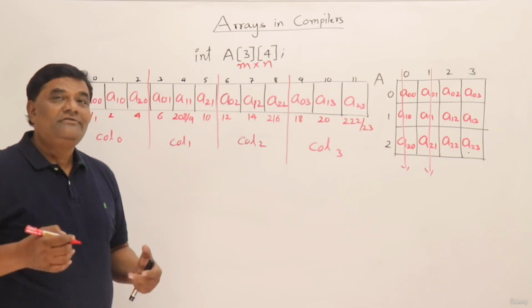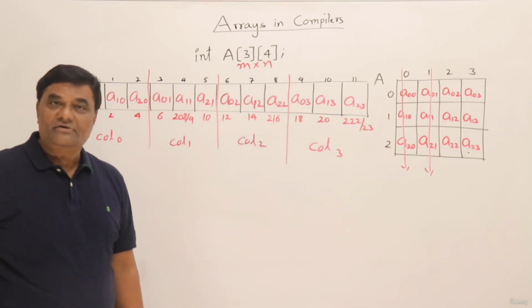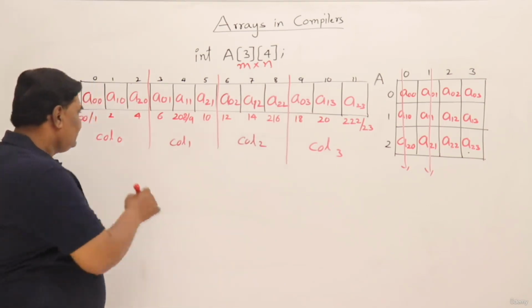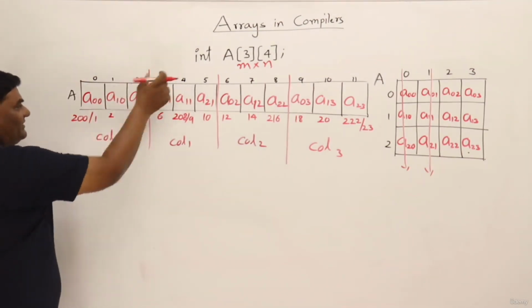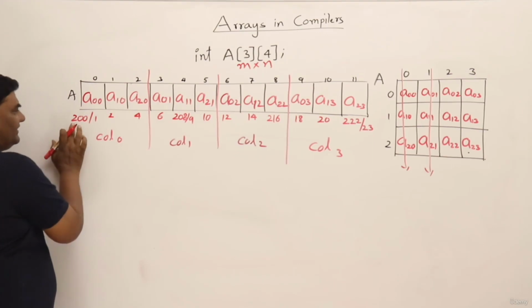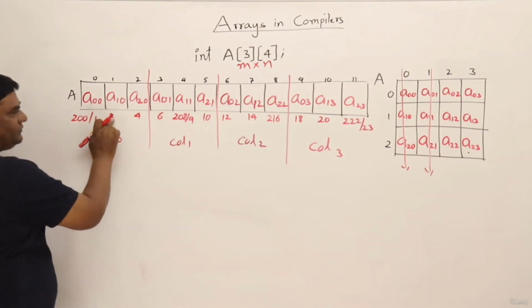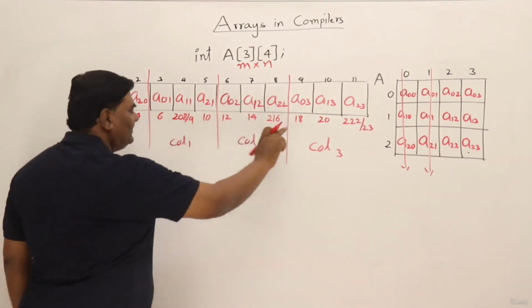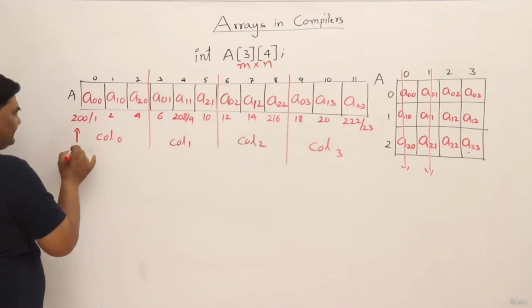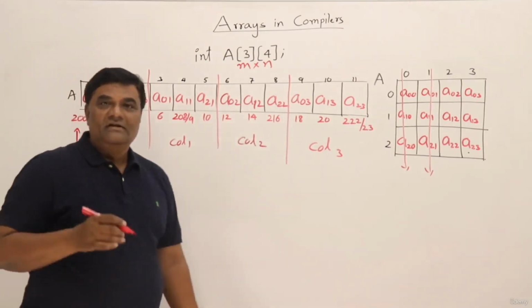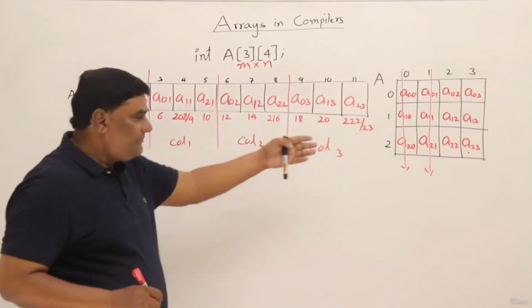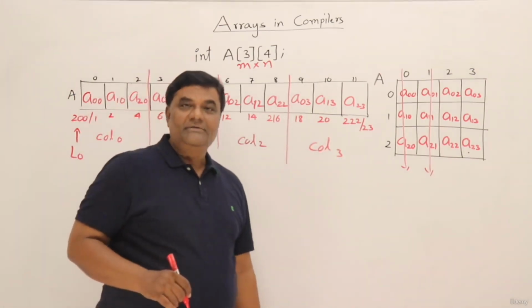Now we need a formula for obtaining the address of any element. I have taken the addresses starting from 200, and every integer takes 2 bytes. So this is 200 and 201, 202 and 203, 204 and 205, and so on. Let us call this starting address L0, that is the base address, location 0. Now let us take some example element and frame a formula.